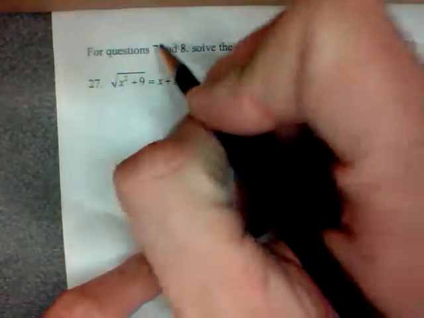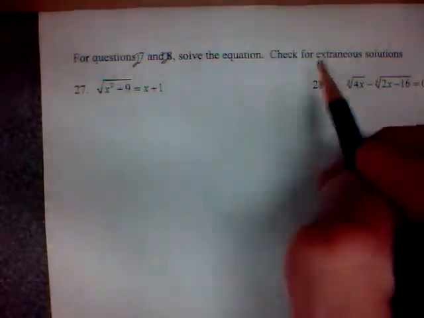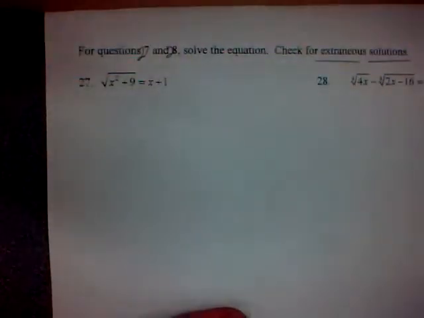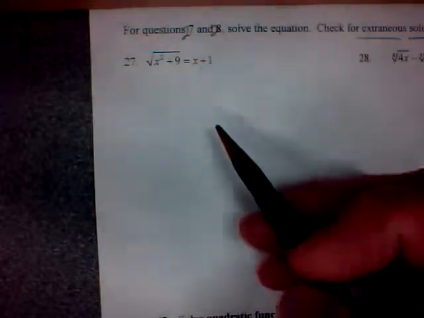Okay, in problems 27 and 28 here, we're going to look at solving these equations, and we're also going to need to check for extraneous solutions as well. And these are radical equations. We have square roots, we have fourth roots in these particular problems. So let's go ahead and look at 27.